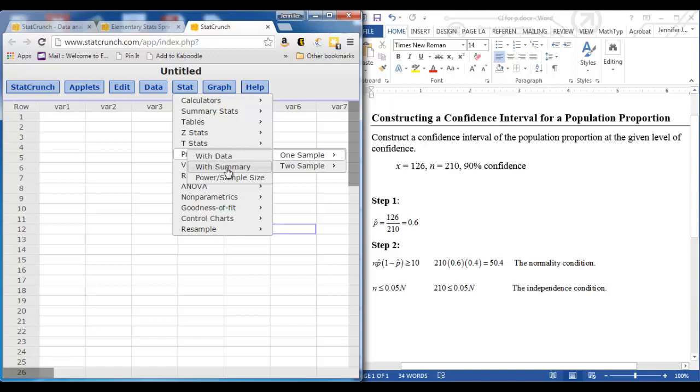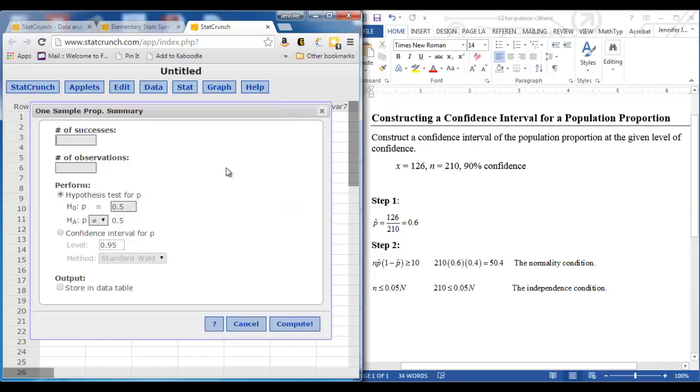Right, so I'm going to choose with summary, and you'll see that our one sample proportion summary dialog box appears. The first thing it asks us for is the number of successes. In our case, the number of successes is 126. Then it asks for the number of observations, which in this case is our sample size, so 210.